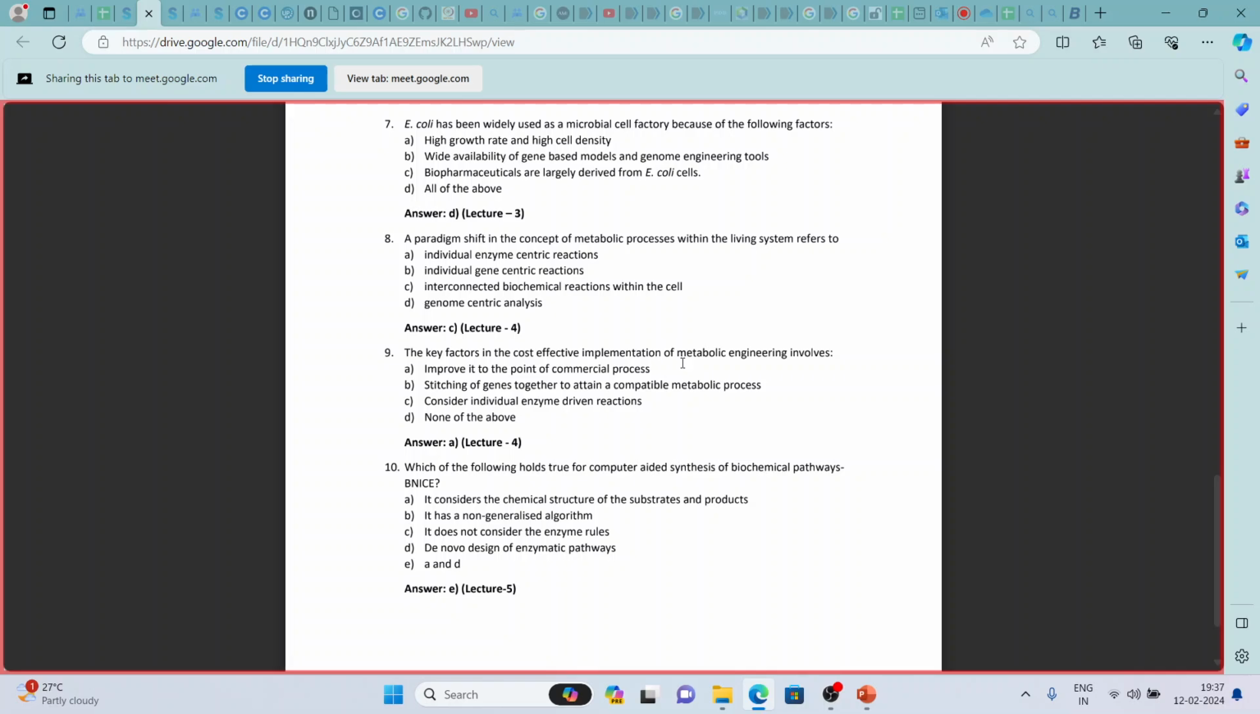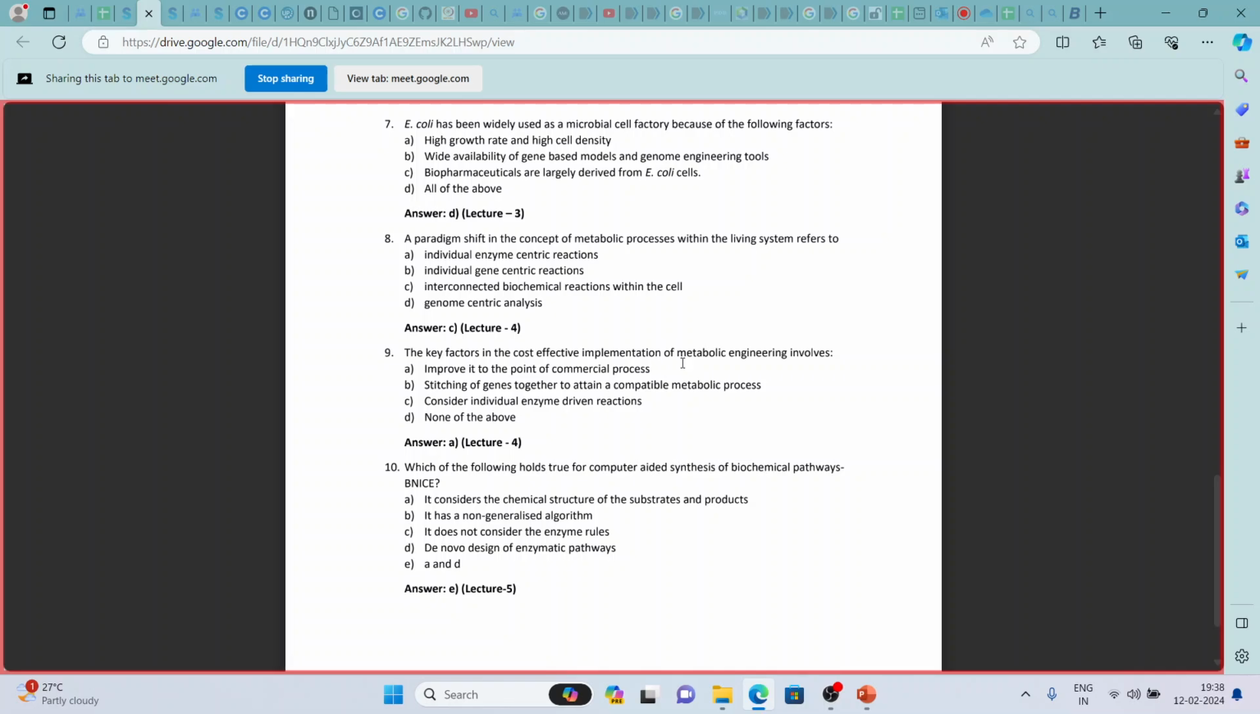So, the goal of metabolic engineering itself is to be able to synthesize a particular molecule of interest at a large scale in the industry, meaning it is improve it to the point of commercial process. So that is the right answer.